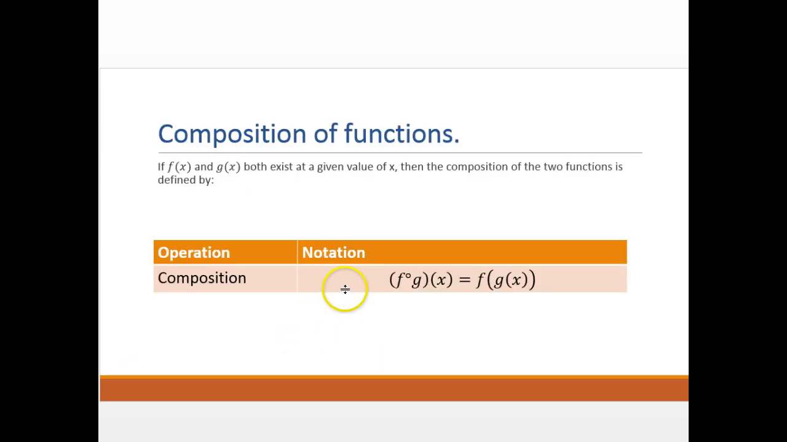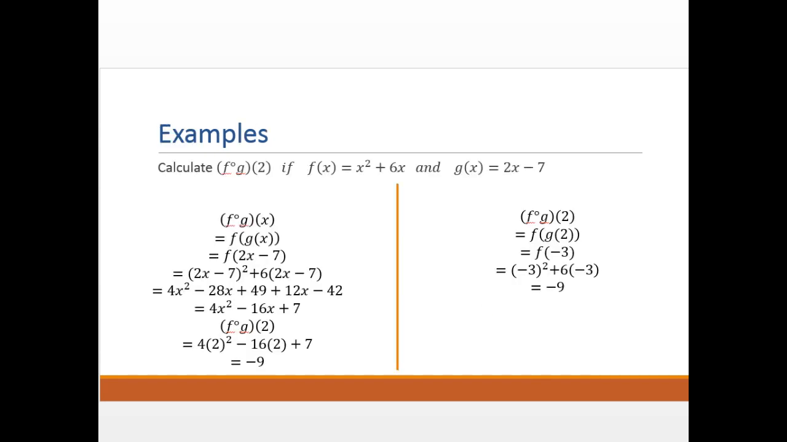Composition of functions. This is the one that looks like multiplication. This is f of g of x. It's read f of g. It's f with this little circle between it and the g. It kind of looks like fog. The way we rewrite this is f with the g of x inside of it. Okay? Let's look at examples of this.